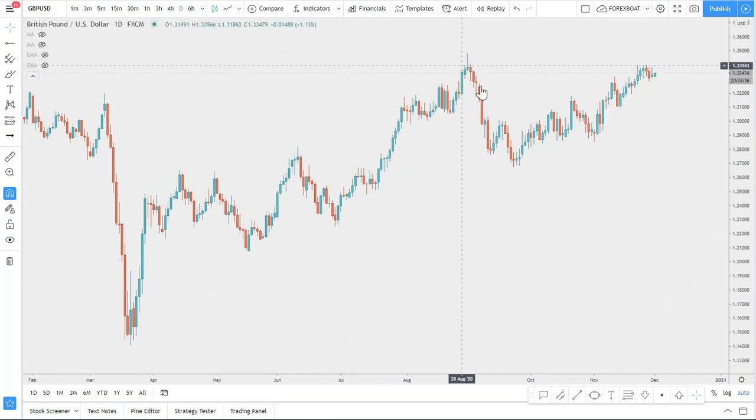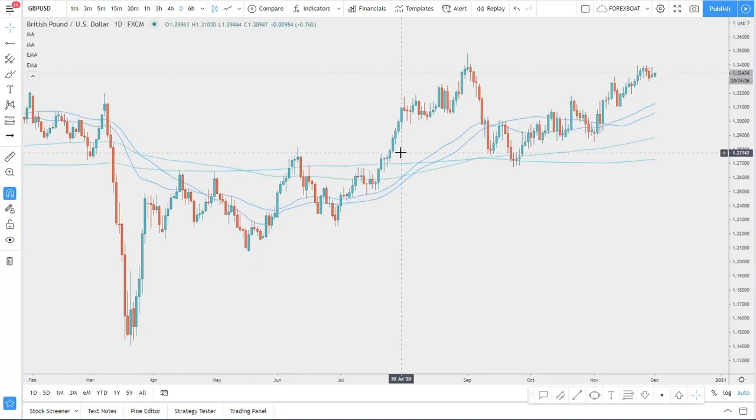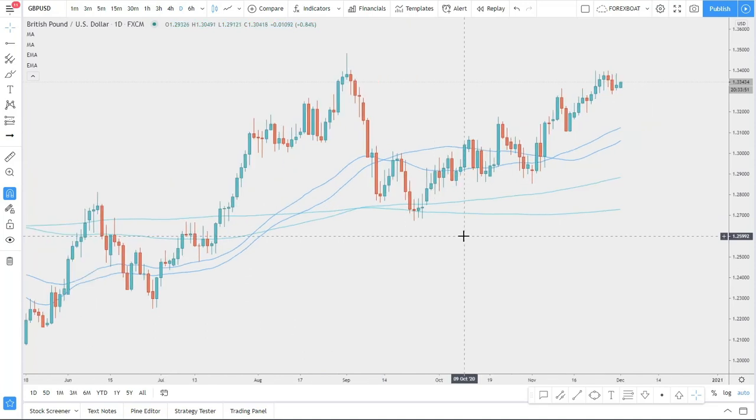At this stage, we would need to see the pullback and look for the buying opportunities as long as price remains above this low. Another easy way to follow the trend is to use moving averages. You can see I have added here 4 moving averages, but you can use different ones. In my case, these are 50 simple and exponential and 200 simple and exponential moving averages. What I generally look for is when the price is above all moving averages. This gives me the sense of a strong trend.